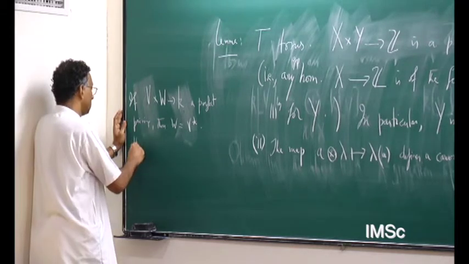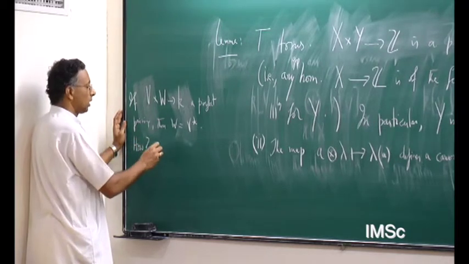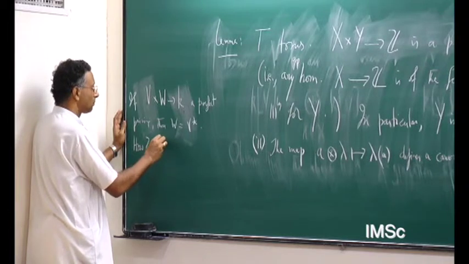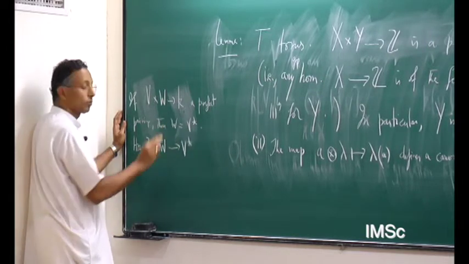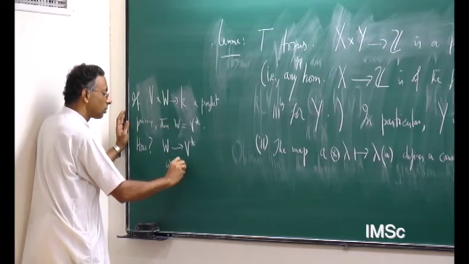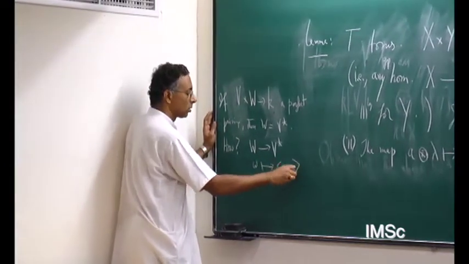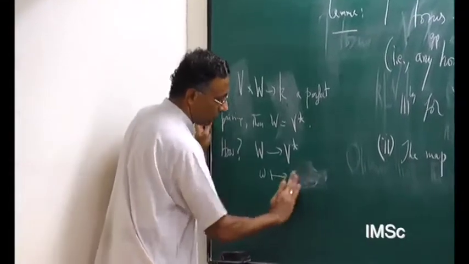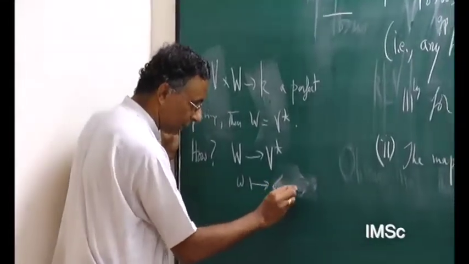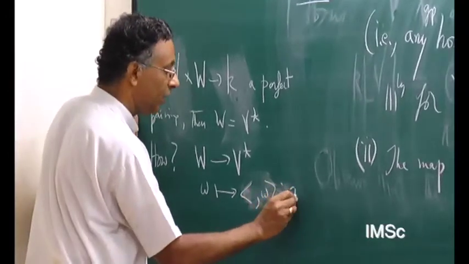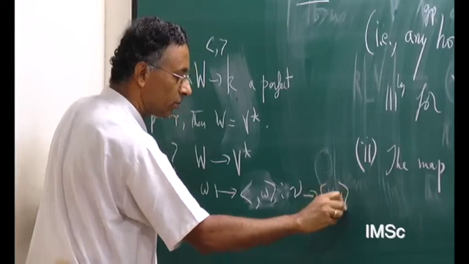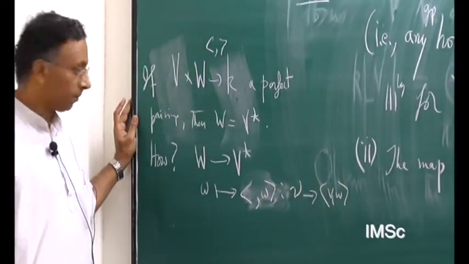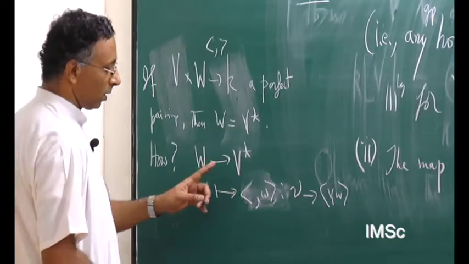How you can, so there is a map from W to V star given by W going to the map. This is the map, and it takes V. So if you denote this map by V to VW, right? And why is this 1 1?